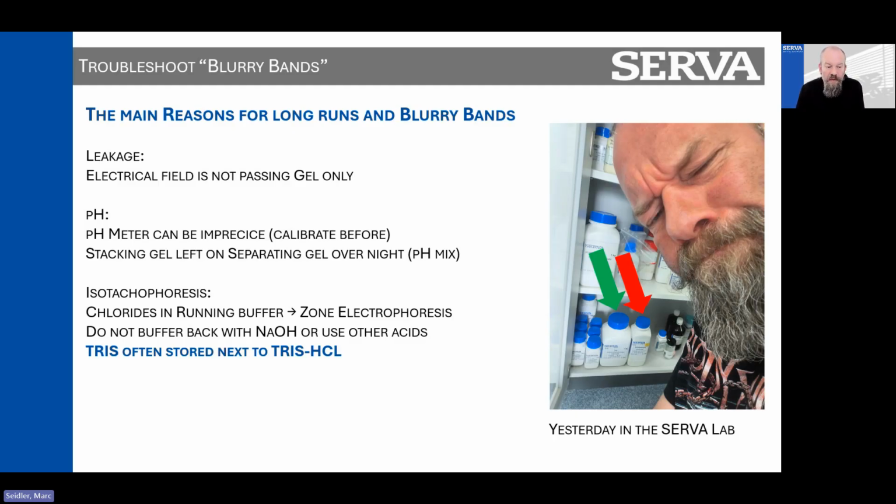The same goes with buffering back. So as you work with 37% HCl to adjust the pH, it might be that the second drop is too much and you are over the given pH. So don't buffer it back. Just throw it away and make it new and be more careful for the next setup.